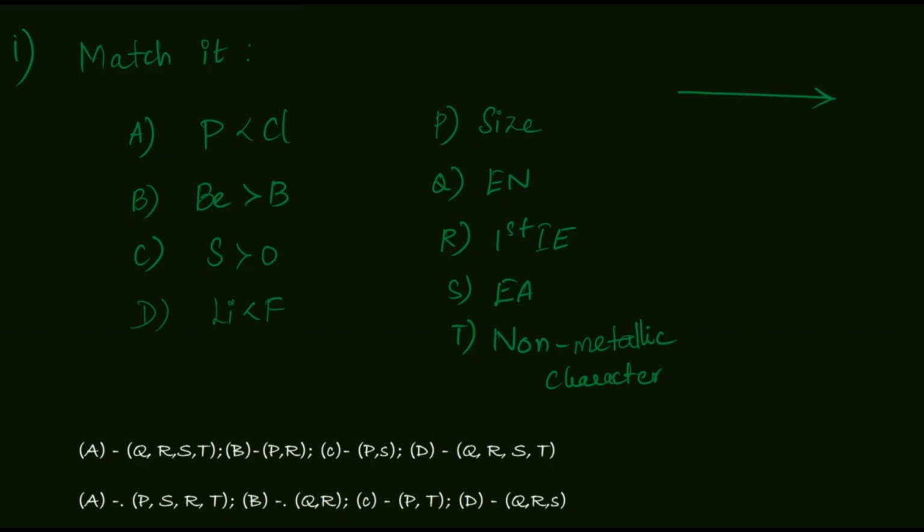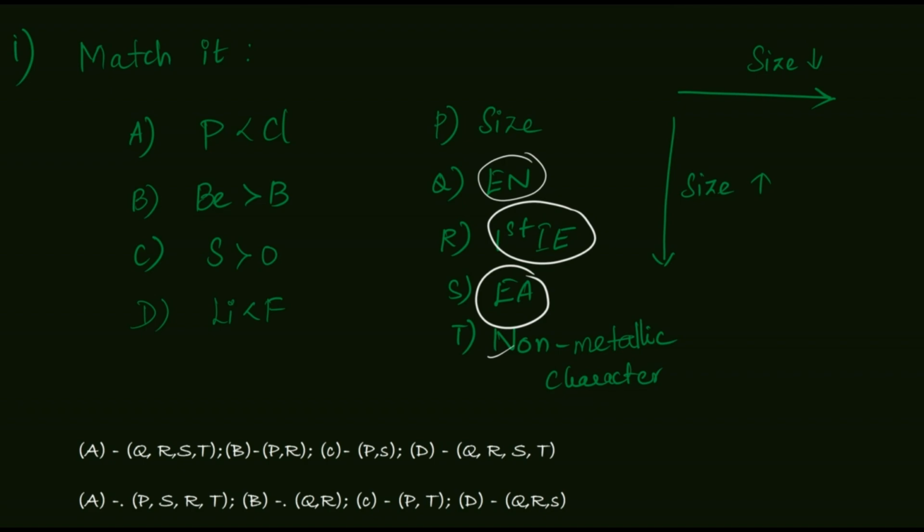as we are moving down the group, the size increases, right? And left to right, the size decreases. Then they are asking about electronegativity. Electronegativity, ionization enthalpy, electron affinity, all come in the same category. You can take non-metallic character also. These all four increase when we are moving left to right in the period and decrease when we are moving top to bottom in the groups.